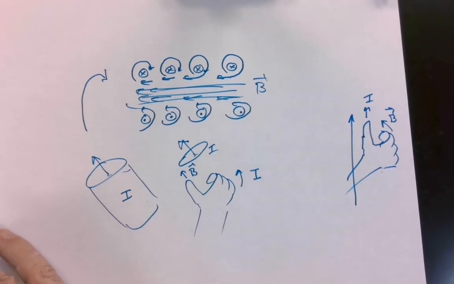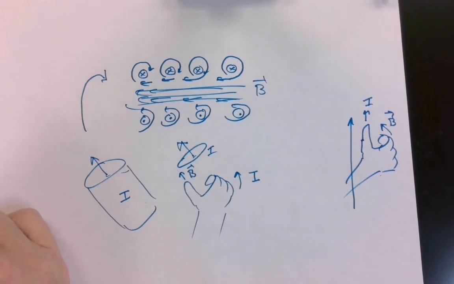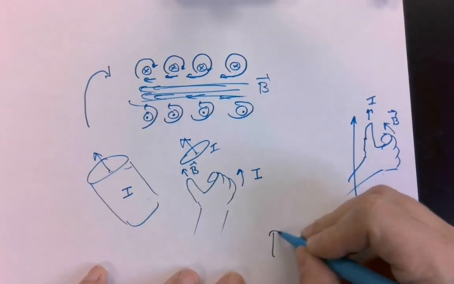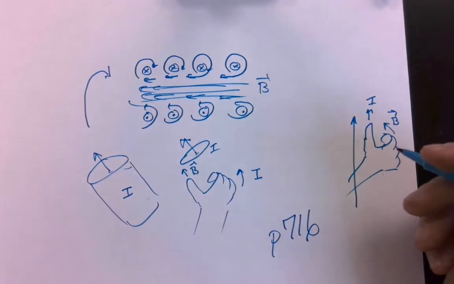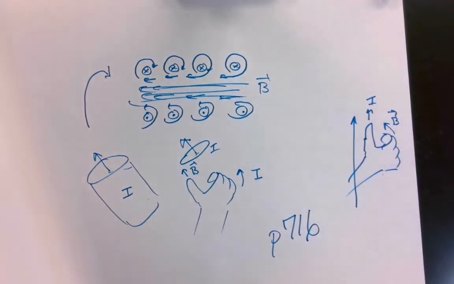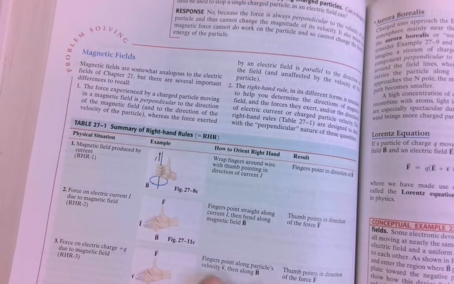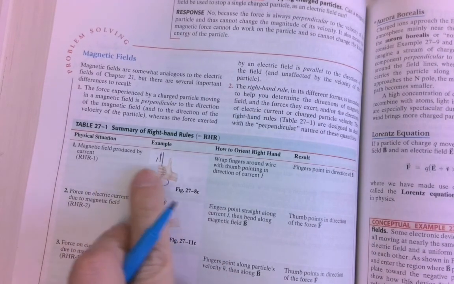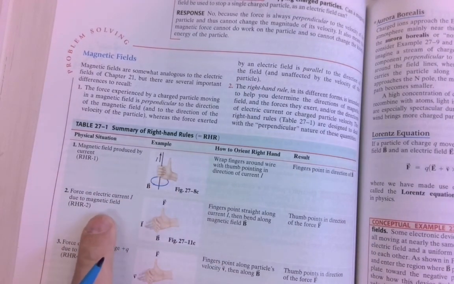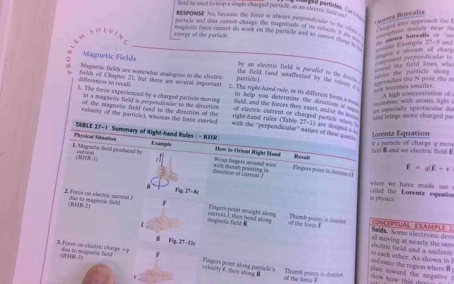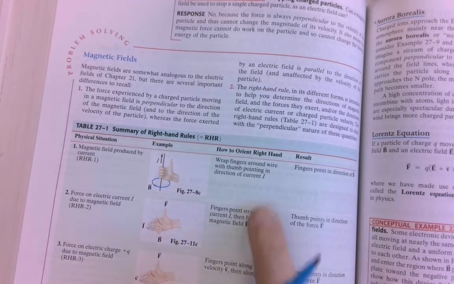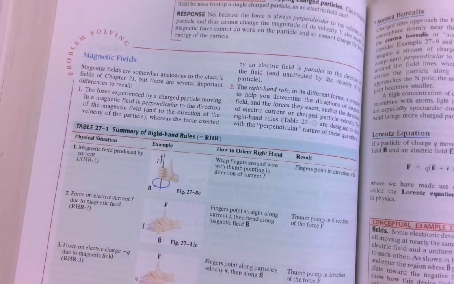Where is that table? I know it's in here somewhere. I'll find it. I'll post it. Oh, here it is. Summary of right-hand rules is page 716. Right-hand rule: magnetic field produced by a current, force on an electric charge due to a magnet, and force on an electric charge due to a magnetic field. The solenoid is in here, but we'll do that later.